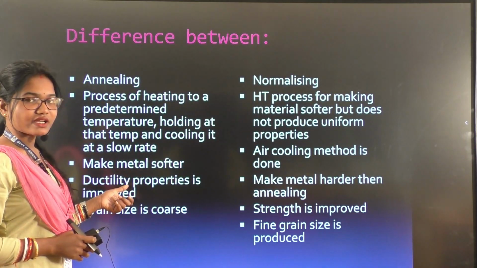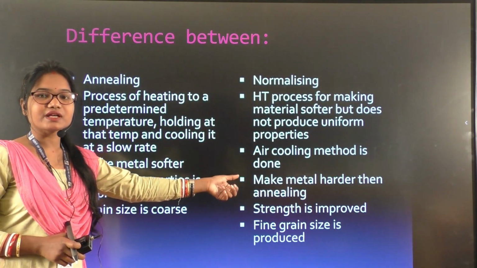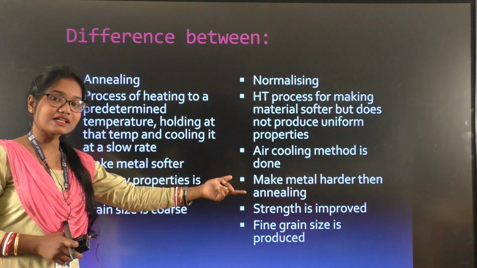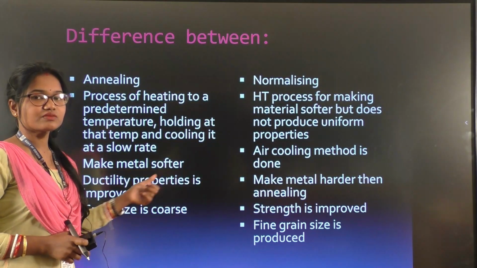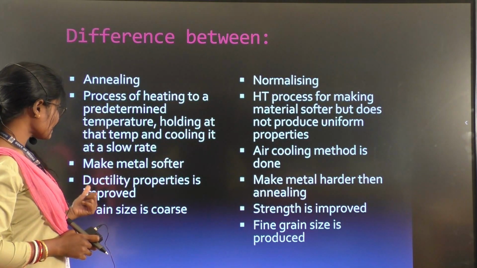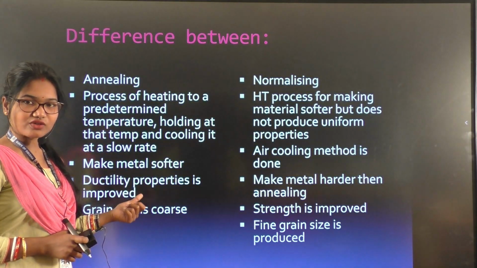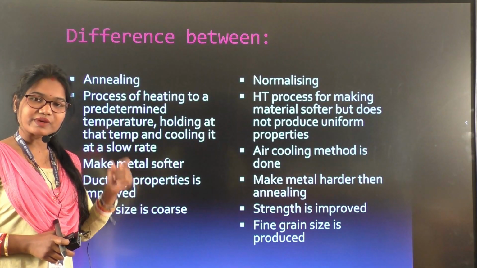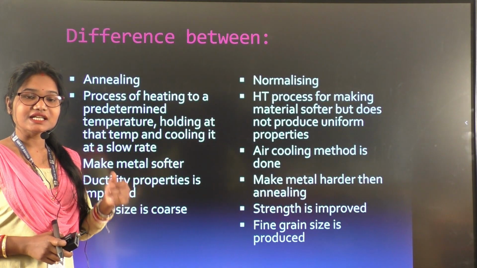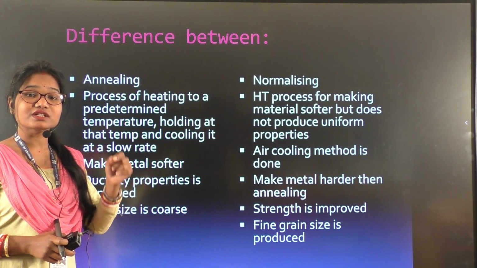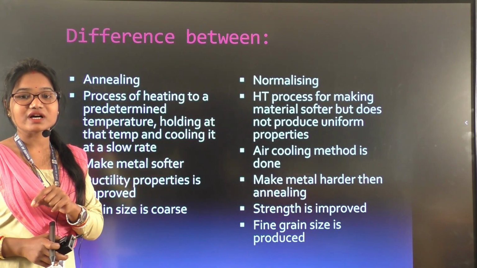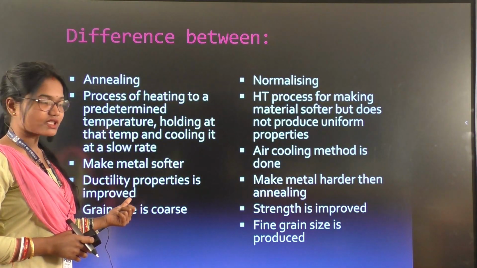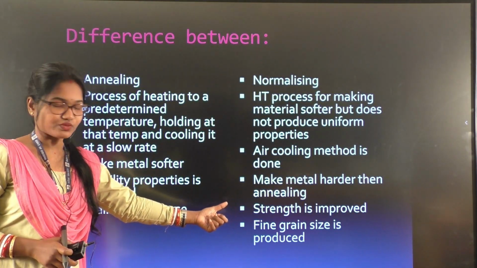Here the property of the metal is to get softer. Here the metal gets a little harder, not more than hardening, but a little harder. And if a metal is soft, then it has the ductility property. If a metal has the ductility property, it has the ability to be drawn into a thin wire. So that is the property of ductility. Here the ductility is improved, and here the strength is improved.